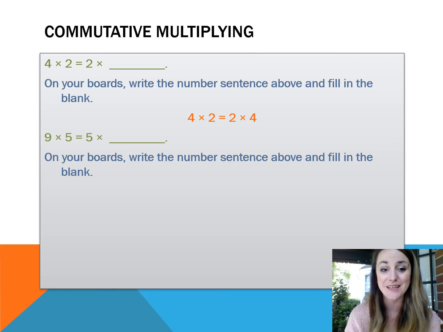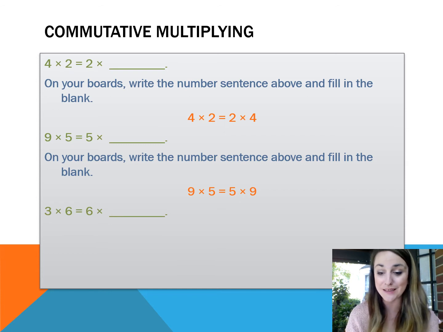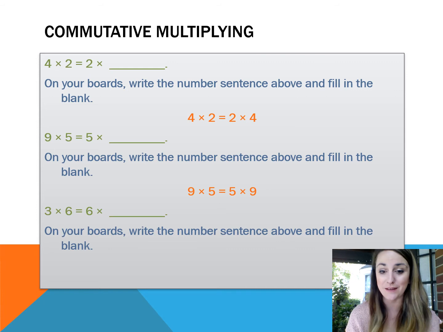Let's do it again. 9 times 5 equals 5 times unknown. On your boards, write the number sentence above and fill in the blank. 9 times 5 equals 5 times 9. I think we're getting a pattern here. 3 times 6 equals 6 times unknown. On your boards, write the number sentence above and fill in the blank. There we go. 3 times 6 equals 6 times 3.